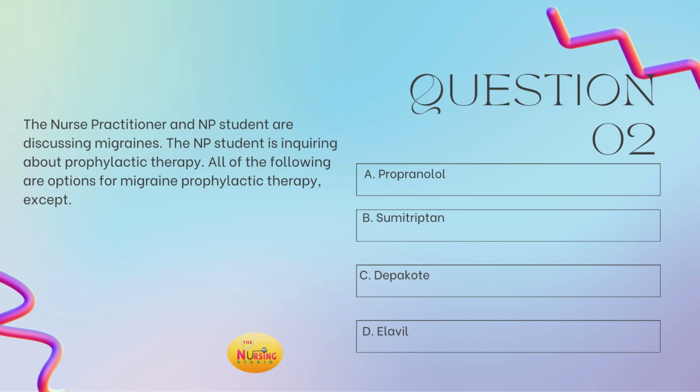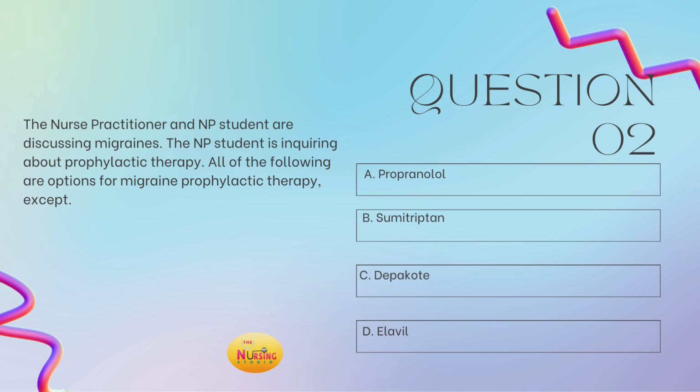Depakote and Elavil are also prophylactic therapy options for the treatment of migraine, right? So prophylactic therapy can be any of those things: your propranolol, your Depakote, your Elavil, whereas sumatriptan is abortive therapy.